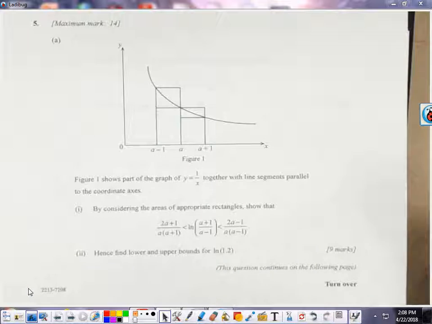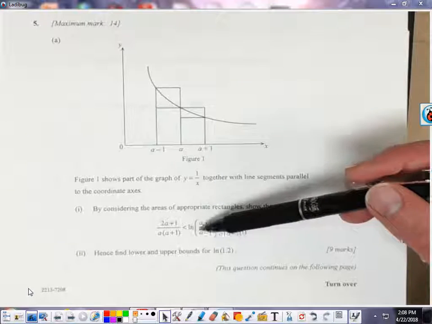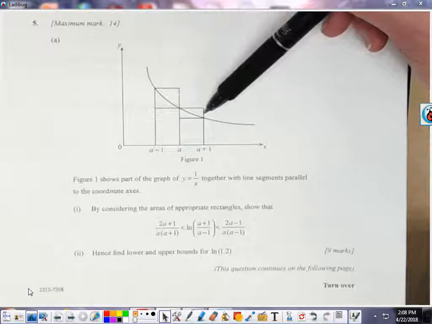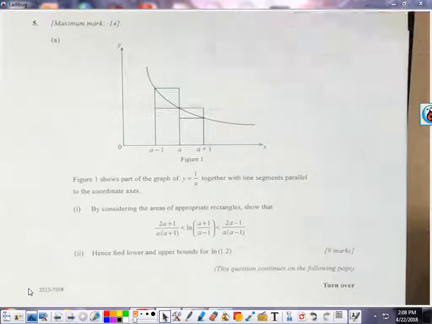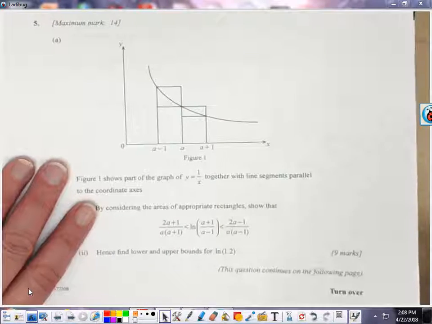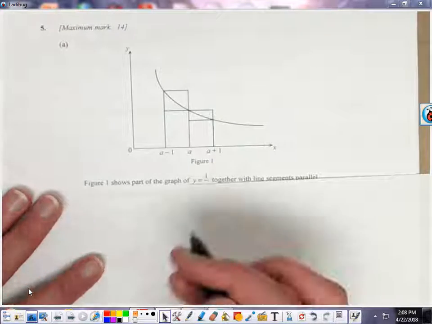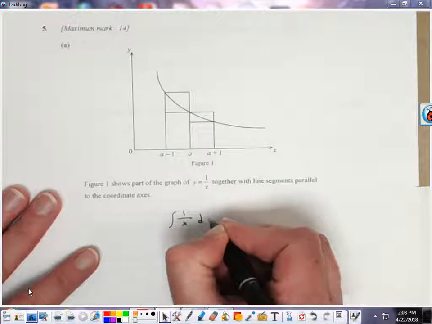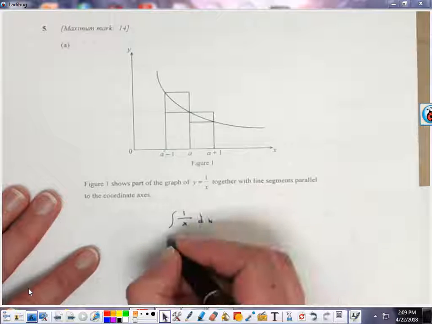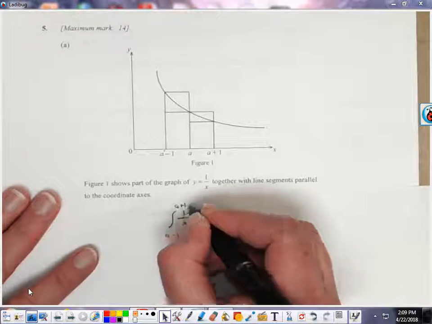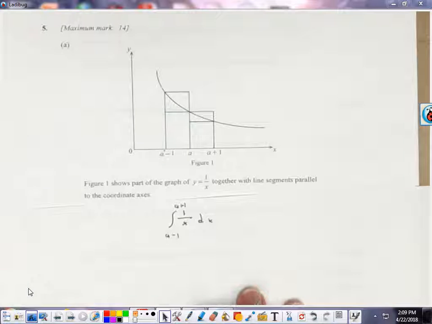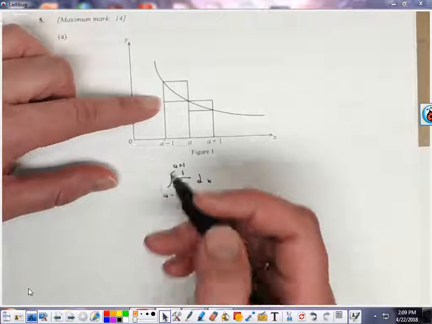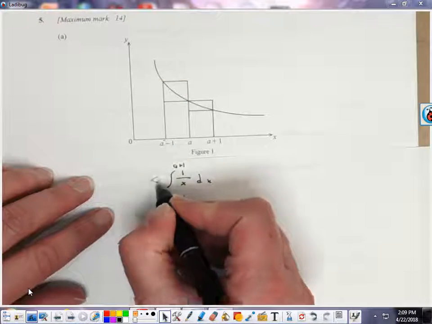Okay, well, kind of things you can surmise here. Natural log is the integral of 1 over x. I have some rectangles that are above that, and I have some rectangles that are below that curve. So what I'm going to do is just start with the fact that I have the integral of 1 over x, and here it would be from a minus 1 to a plus 1. And if I look at that quantity, I can see that I'm bounded above and below. So let's look at what I would be squashed in between.